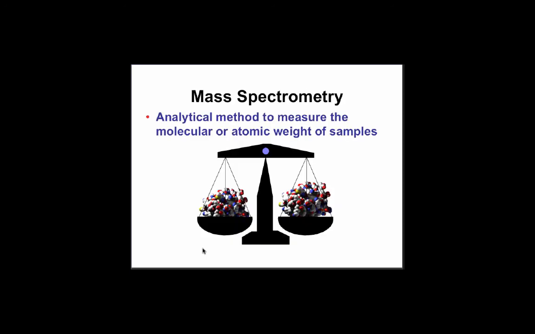So how do you identify things once you've separated them on the column? Well, one of the best ways is to weigh them, and that's where we use mass spectrometry.